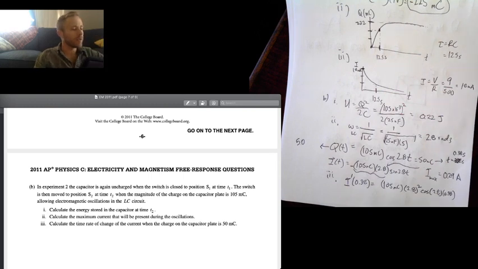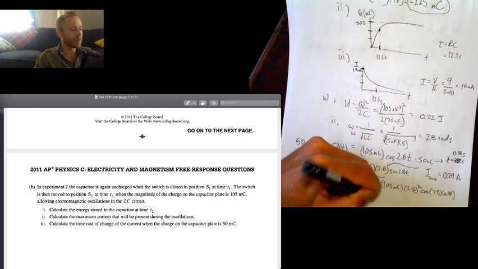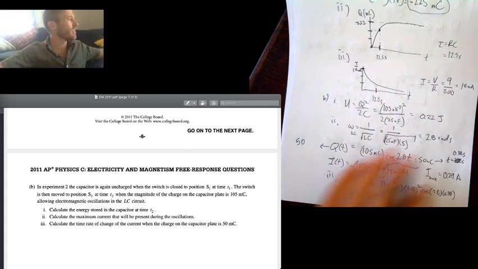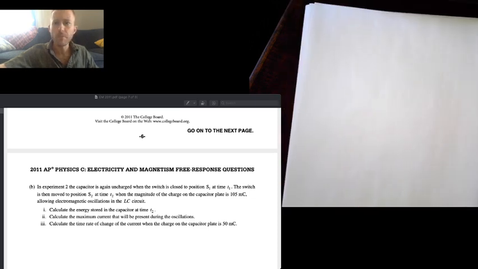So that gave me I prime equals about 0.4 amps per second. All right. I think that was the laborious one for this exam. Let me see if I have any questions.